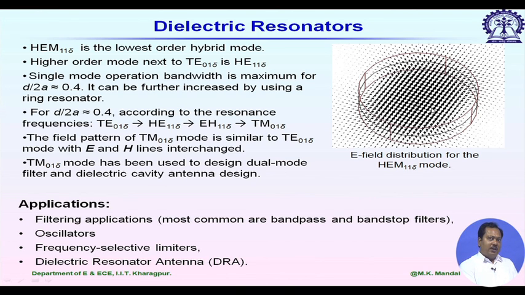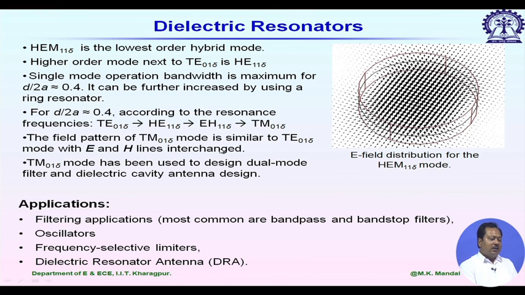Now, if I choose aspect ratio d by 2a equal to 0.4, then according to resonance frequencies, the fundamental mode is TE01 delta mode, the next higher order mode will be HE11 delta mode, then EH11 delta mode will appear, then TM01 delta mode. Now, the field pattern for this TM01 delta mode is very similar to TE01 delta mode.